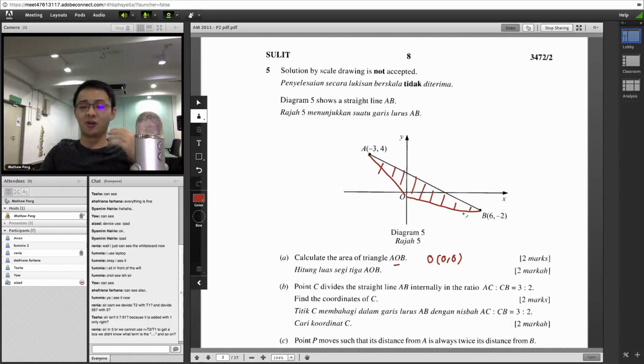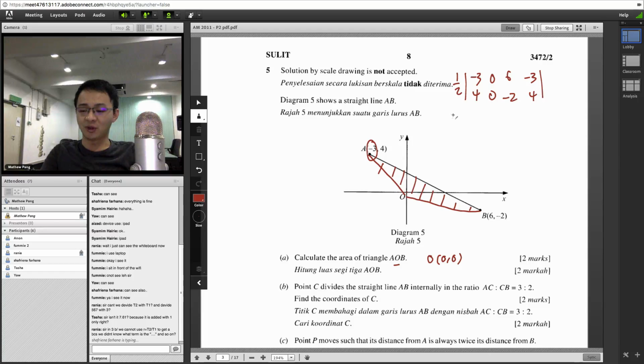So this is coordinate geometry. In order to find the area, you just use the area formula, which is half, and then you insert your x values. The first coordinate is (-3, 4). Your second coordinate is O, so I will write (0, 0). The third coordinate is B, so I will write (6, -2). And then always repeat the first coordinate, which is (-3, 4). This is what you should always do. This is how we find area in coordinate topics.